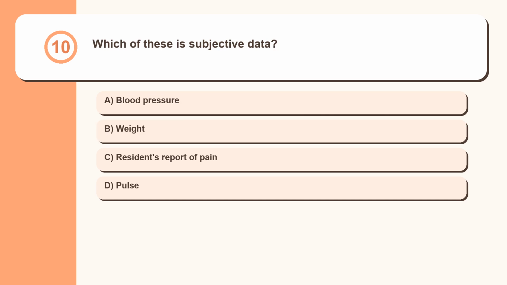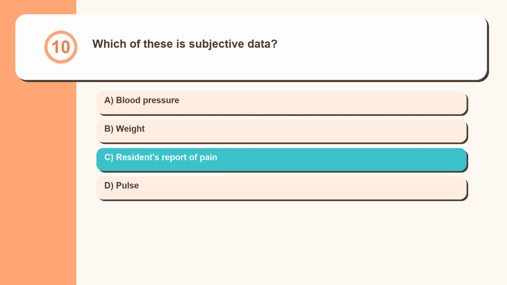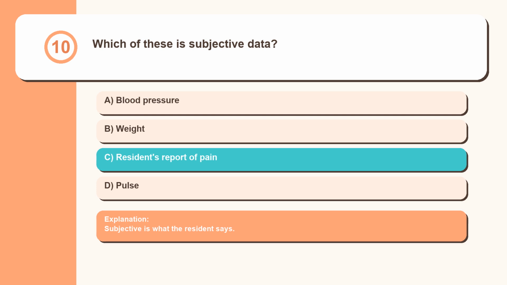Question 10. Which of these is subjective data? Blood pressure, weight, resident's report of pain, pulse. Subjective is what the resident says.